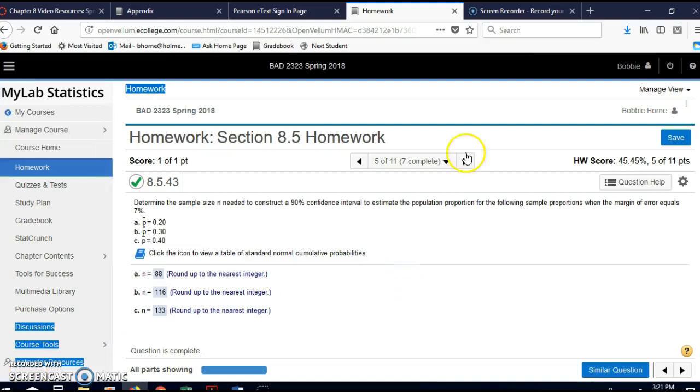We're looking at 8.5, question number 5. We're working a little bit backwards. We don't know what n is. We're trying to find n.